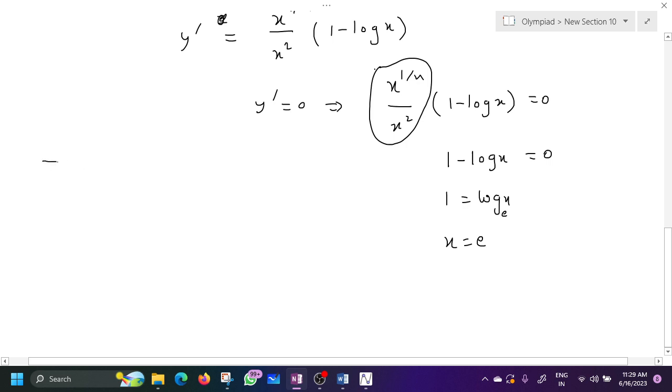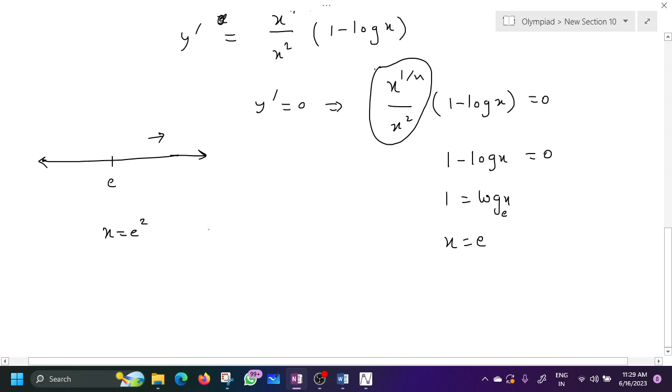So on a number line, suppose e is here. We want to check what is going on on the right hand side of e and on the left hand side of e. So let's take a value from the right hand side of e. Obviously the value will be greater than e. So let's take a value e square and put x equal to e square in the above differential equation.